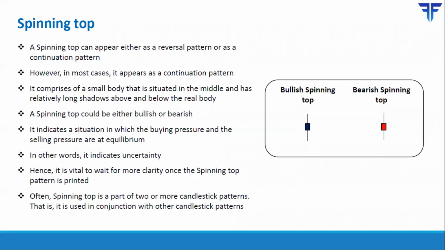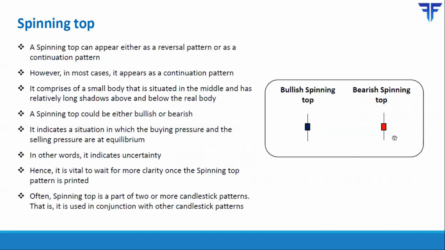Just like doji, spinning top could either be a reversal or a continuation pattern, but in most of the cases, it takes the shape of a continuation pattern rather than as a reversal pattern. Now, how is this candle structured? As you can see, it has a very small real body that is situated at essentially the center of the candle. So above and below the real body, you have shadows.